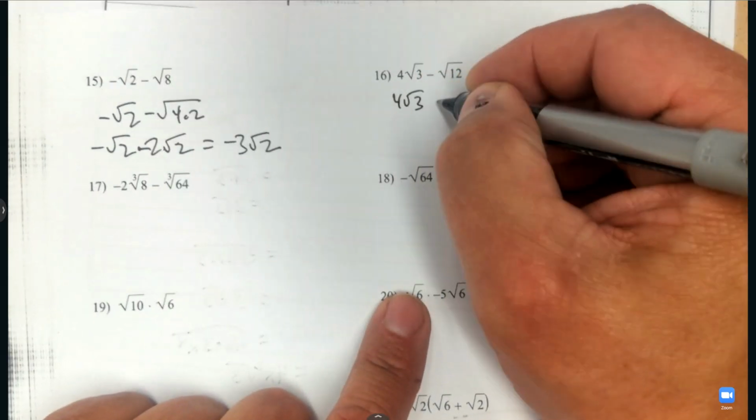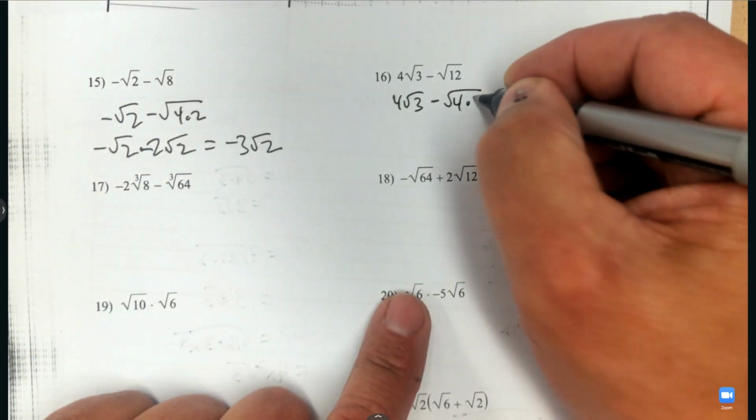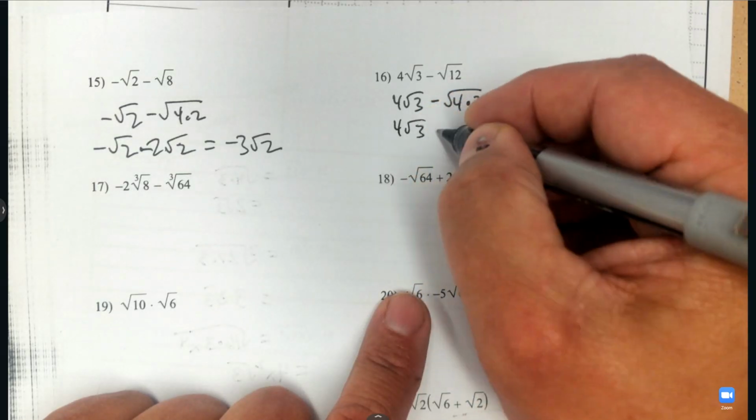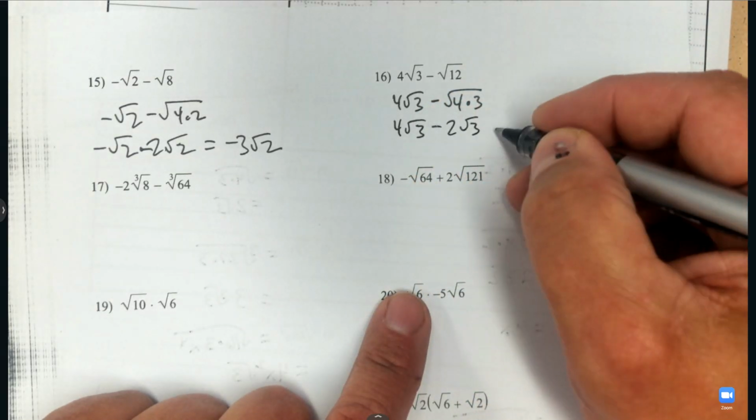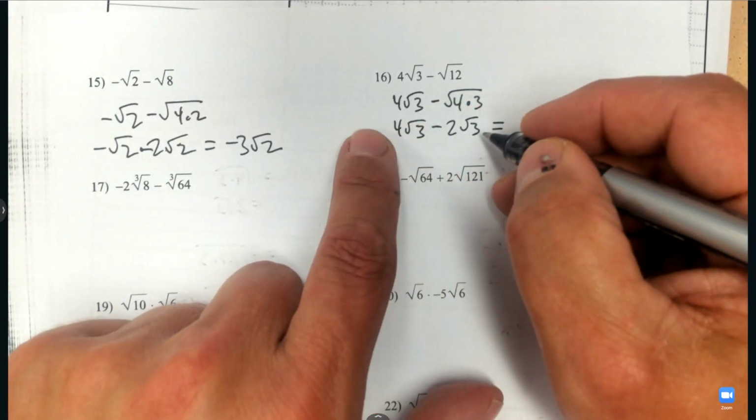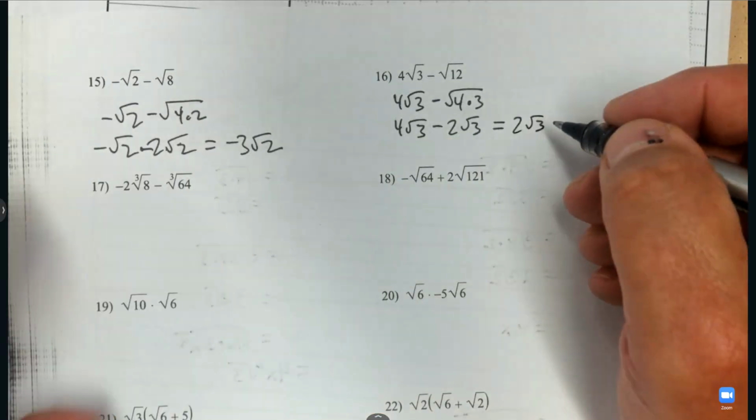4 root 3 can't be simplified, but 12 is 4 times 3. So the square root of 4, root 3 left, they're like radicals. 4 take away 2, and you have your answer.